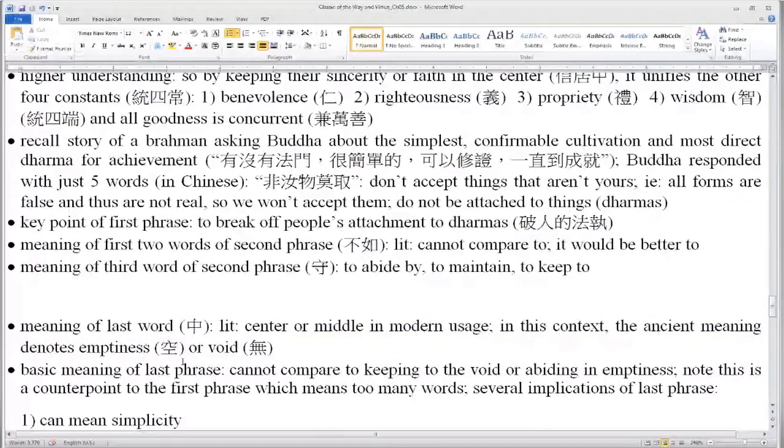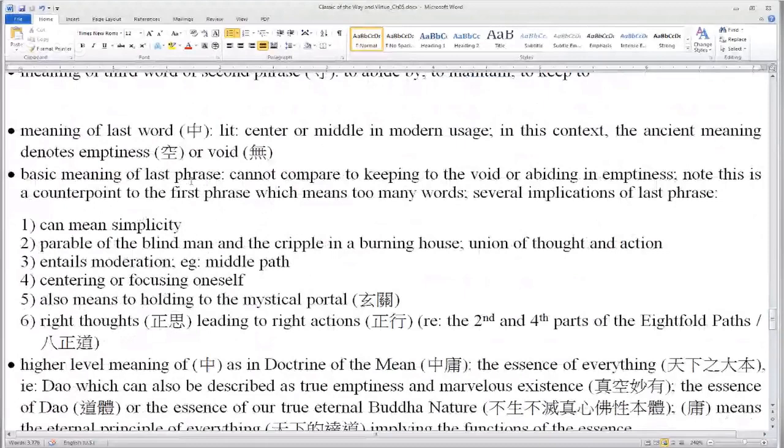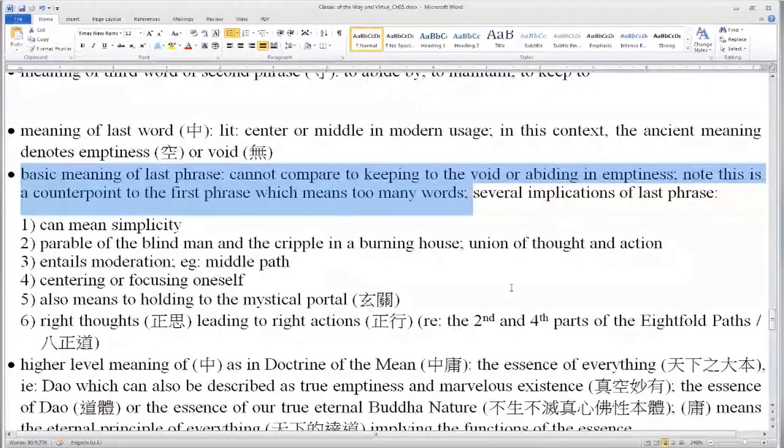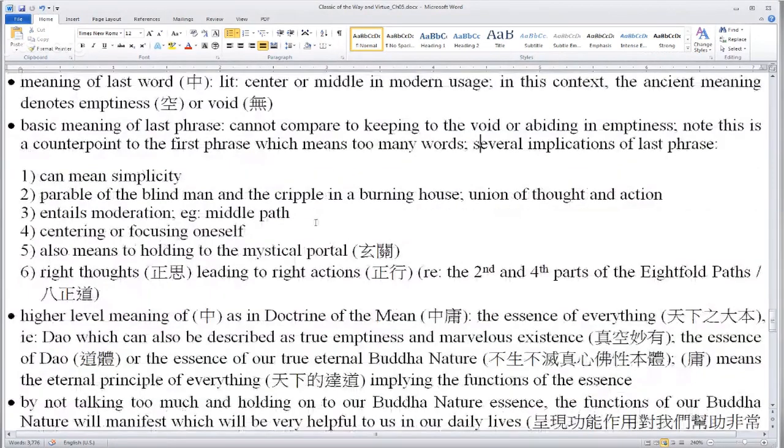So the basic meaning of the second phrase is that it cannot compare to keeping the void, or abiding in emptiness. This is a counterpoint to the first phrase, which means too many words. You have too many things, or words in this case, and yet there's nothing. There are several implications of this last phrase.